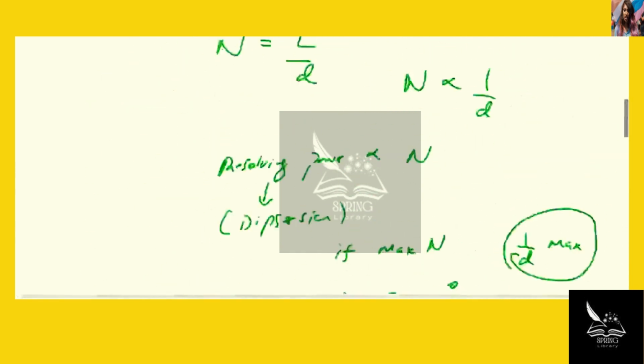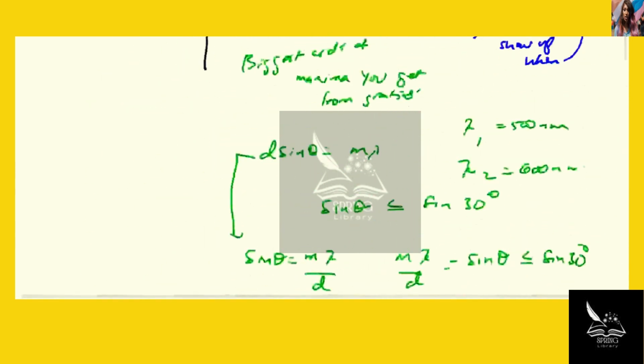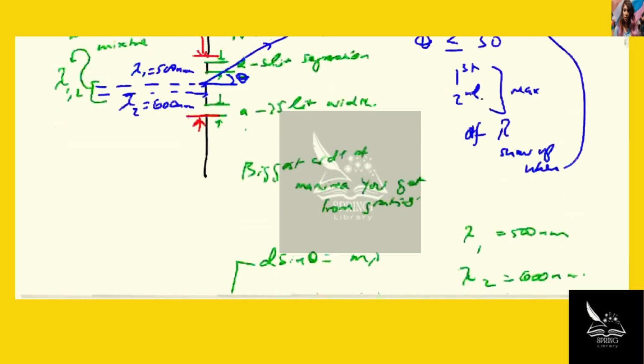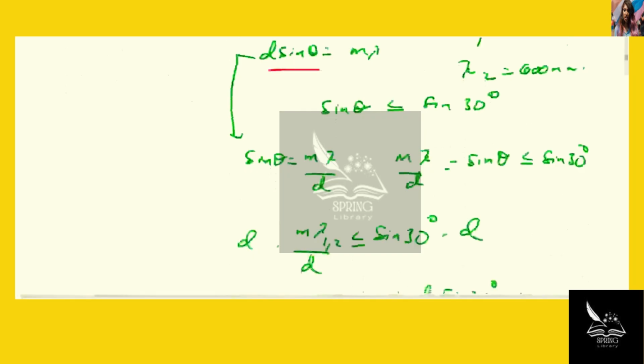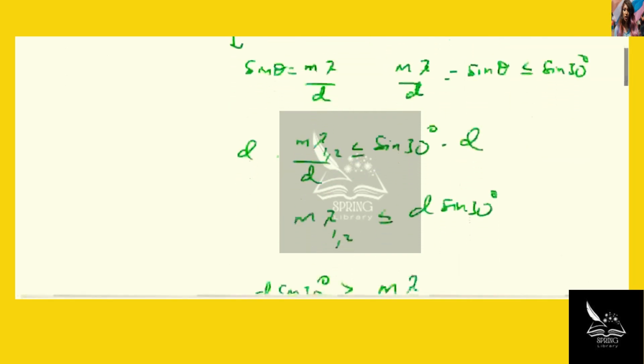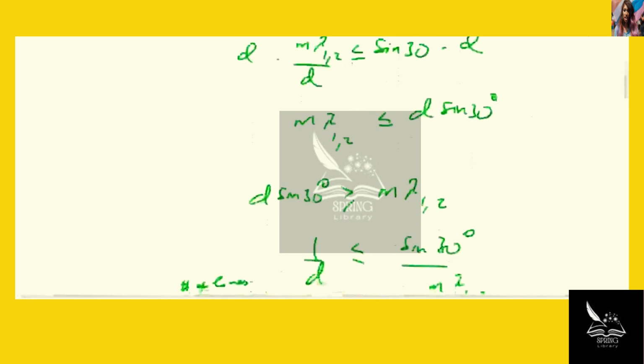So once again, we had a mixed wavelength, 500 nanometers and 600 nanometers, assuming that the angle theta had to be less than or equal to 30. We wanted to solve for the slit width a and the slit separation d. We started off with the slit separation by manipulating d sine theta equals m lambda. We had two wavelengths, a mixture.